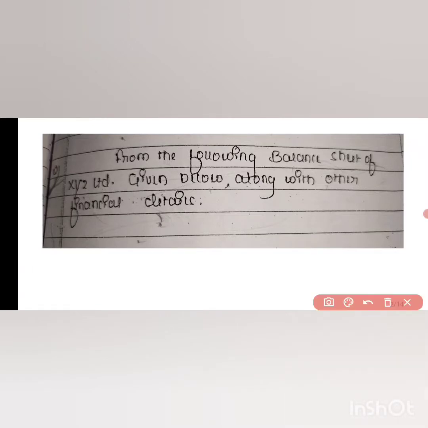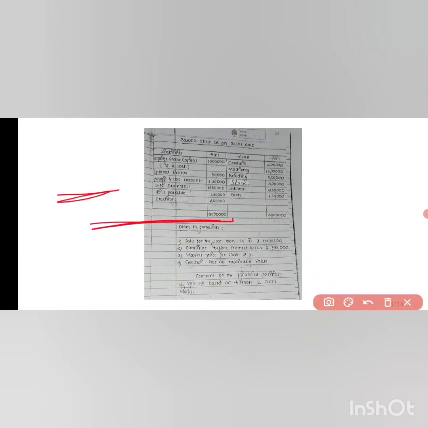Let's take one problem. From the following balance sheet of XYZ Limited given below along with the other financial details, let's see what is the problem. Balance sheet as on 31st March 2016. Liabilities, asset and amount they have given. This is the horizontal format. Equity share capital of rupees 10 each, amount is given 10 lakh. General reserve 50. Profit and loss account 1 lakh 20. 10% debenture 15 lakhs. Bills payable 1 lakh 30. Creditors 2 lakh. On the other hand, right hand side they have given us goodwill 4 lakh, which is an intangible asset. Machinery 13 lakhs, building 5 lakhs, stock, debtors and cash.